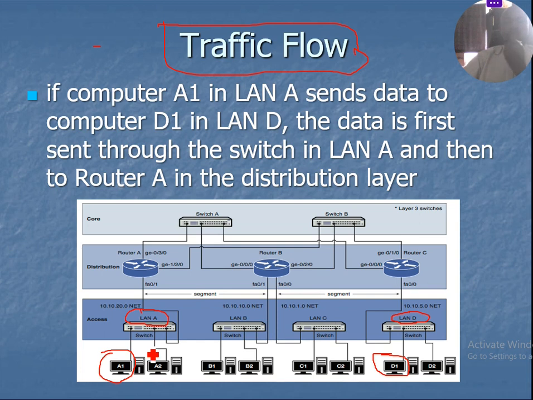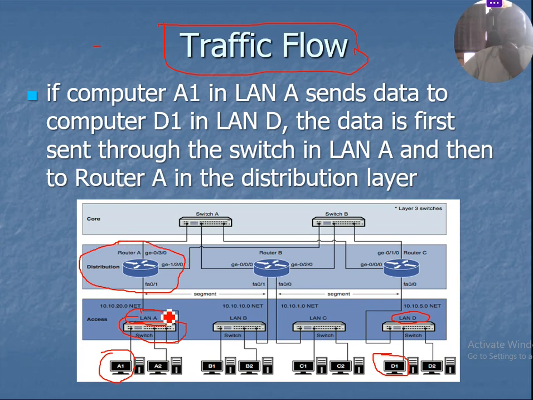The data is first sent through the switch in LAN A. You know that, right? So the data from A1 first goes to this switch. This is a switch. Then the data will first and foremost be sent through this switch in LAN A, right? And then to router A. From this switch, the data packet will be sent to this router. This is called router A.